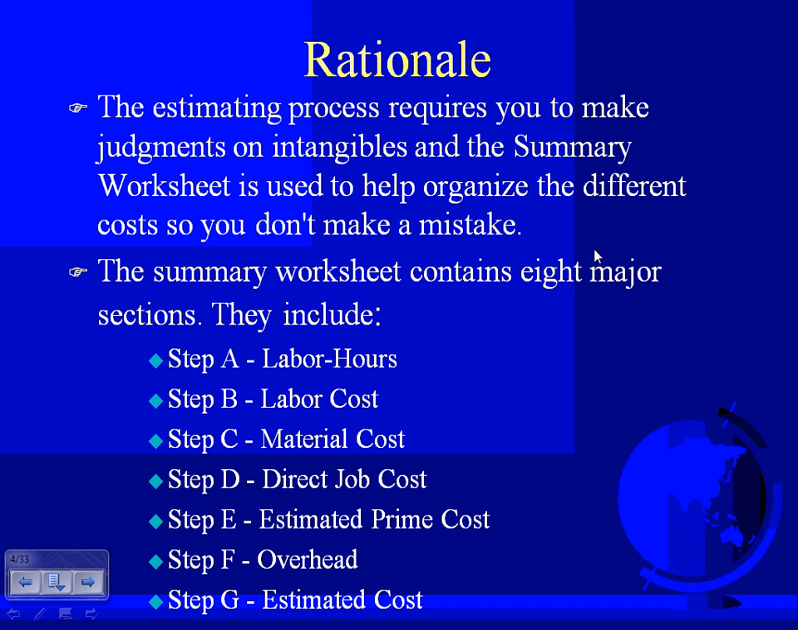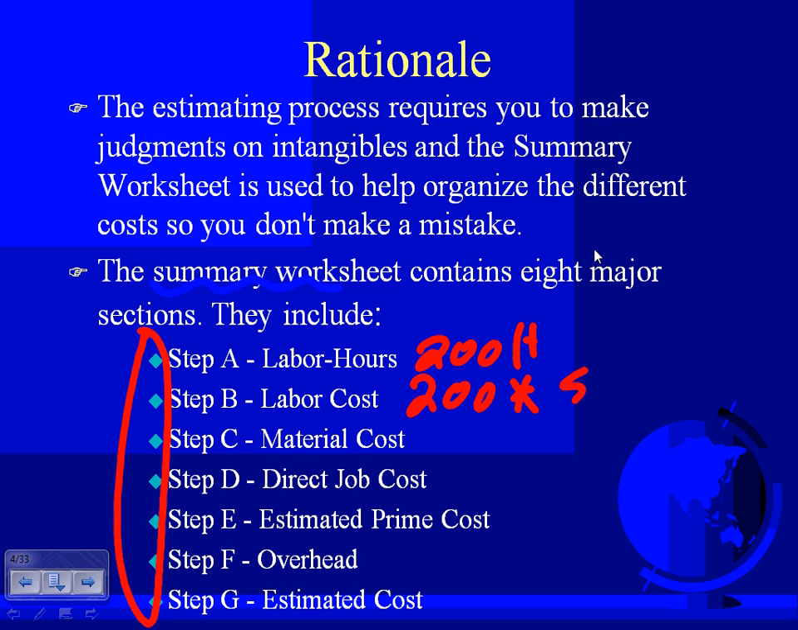So your estimate summary, let's do a different color. In your estimate summary, I want you guys to look at this: 1, 2, 3, 4, 5, 6, 7. 7 things that are going to be in my estimate summary. Labor hours, how many hours? 200 hours. Labor cost, 200 hours multiplied by $50. That's your labor cost, right?